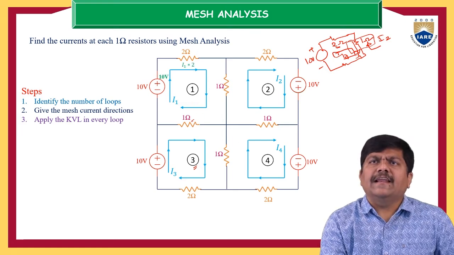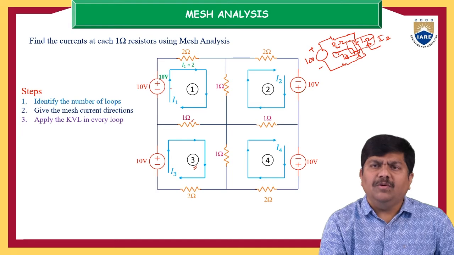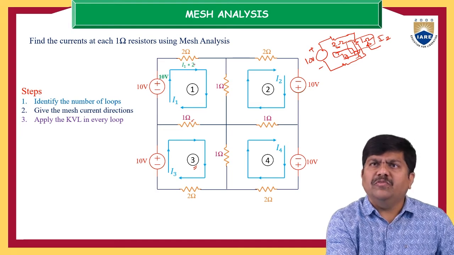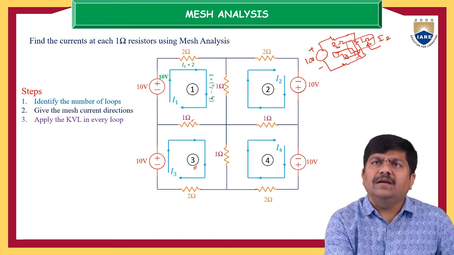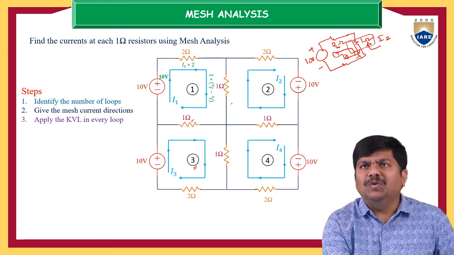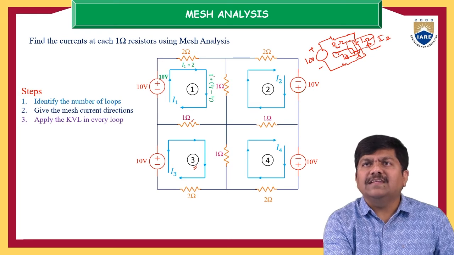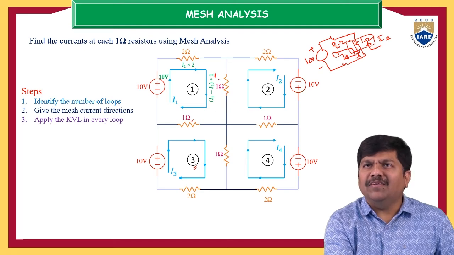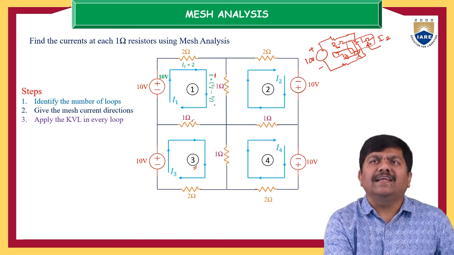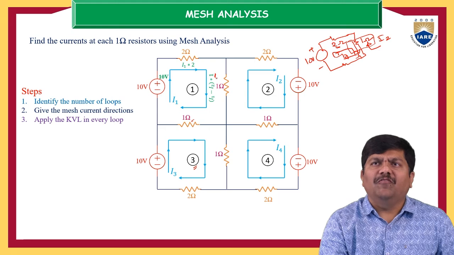So first, across the 10 volt source, that is the 10 value, and across the 2 ohm, as we just discussed, the drop is only I1 into 2. The next one is the drop across the 1 ohm, which is I1 minus I2, because this 1 ohm is shared by mesh 1 and mesh 2. So I1 minus I2 into 1, where 1 is the resistance value. Through this resistance, I1 is coming in the downward direction and I2 is moving in the upward direction, so the resultant current is I1 minus I2 into 1 ohm.